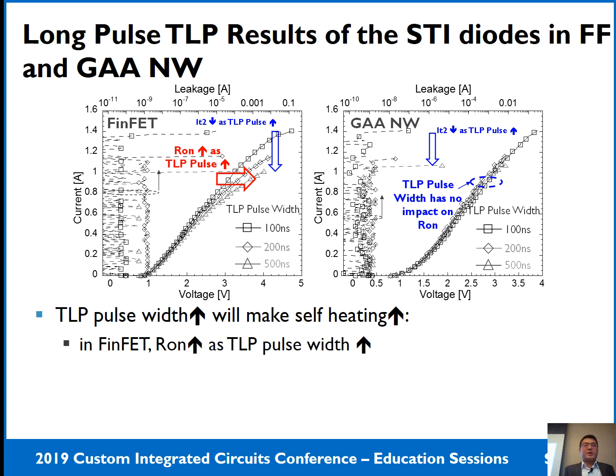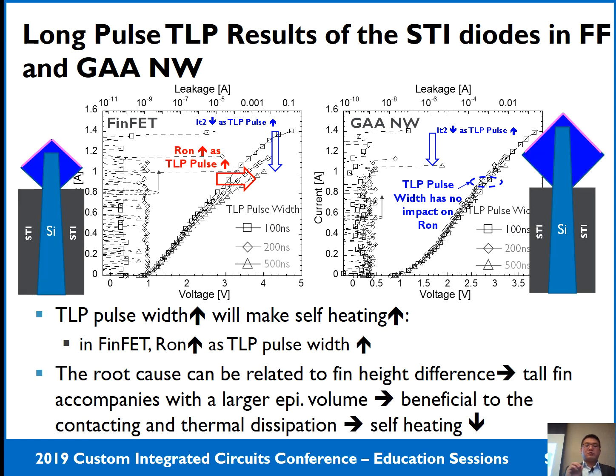So when the TLP pulse width increases, this means more energy will be injected into your device. This more energy will make the self-heating more pronounced. So in the FinFET STI diode, the Ron increases with increasing TLP pulse width. But at the same time, the TLP pulse width seems to have almost no impact on the Ron in the Gate-All-Around STI diode. So this already shows two different self-heating behaviors in these two different STI diode structures.